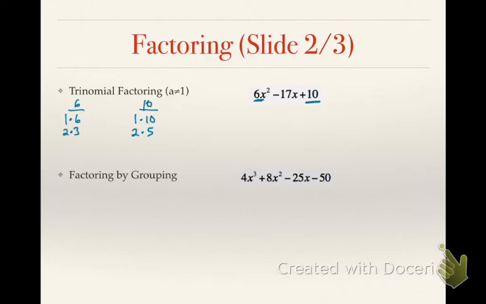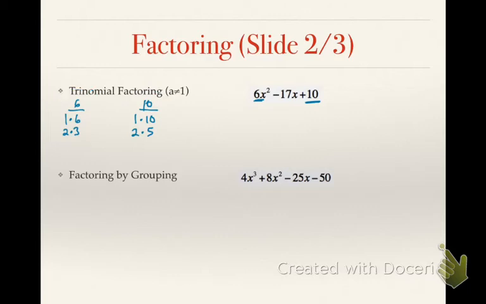But the goal is to combine a pair of numbers from the 6 and a pair of numbers from the 10 that when combined, when you multiply and add them together, you come up with that middle term of negative 17. So it's very similar to that last type of factoring, except there we're just dealing with 1 times 1. Didn't really have to think too much about it.